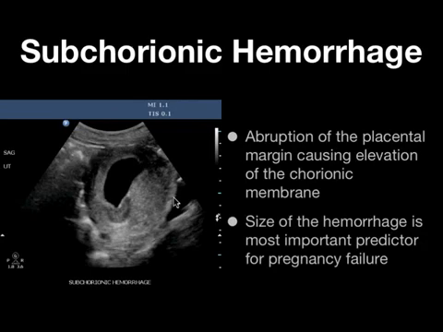Subchorionic hemorrhages are commonly seen. They are abruptions of the placental margin causing elevation of the chorionic membrane. The size of the hemorrhage is going to be the most important predictor for pregnancy failure. Here you can see an echogenic subchorionic hemorrhage surrounding this pregnancy here.